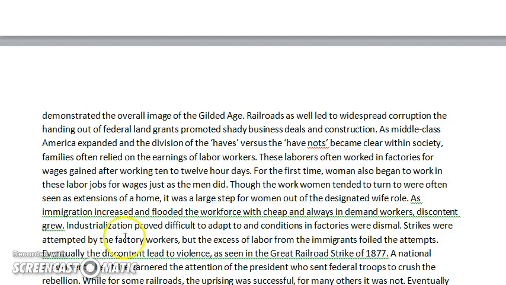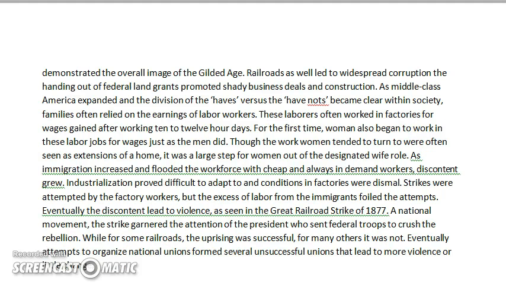As immigration increased and flooded the workplace with cheap and always in-demand workers, discontent grew. Industrialization proved difficult to adapt to, and conditions in factories were dismal. Strikes were attempted by the factory workers, but the excess of labor from the immigrants foiled the attempts. Eventually, the discontent led to violence, as seen in the Great Railroad Strike of 1877. A national movement, the strike garnered the attention of the president, who sent federal troops to crush the rebellion. While for some railroads the uprising was successful, for many others it was not. Eventually, attempts to organize national unions formed several unsuccessful unions that led to more violence or little change.